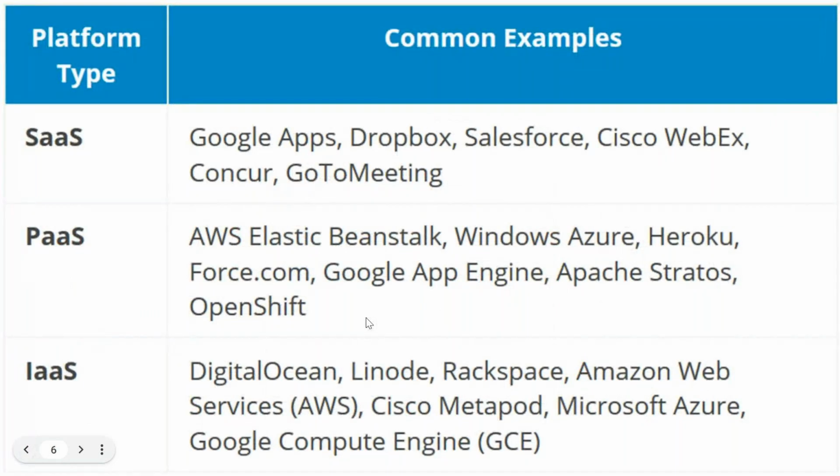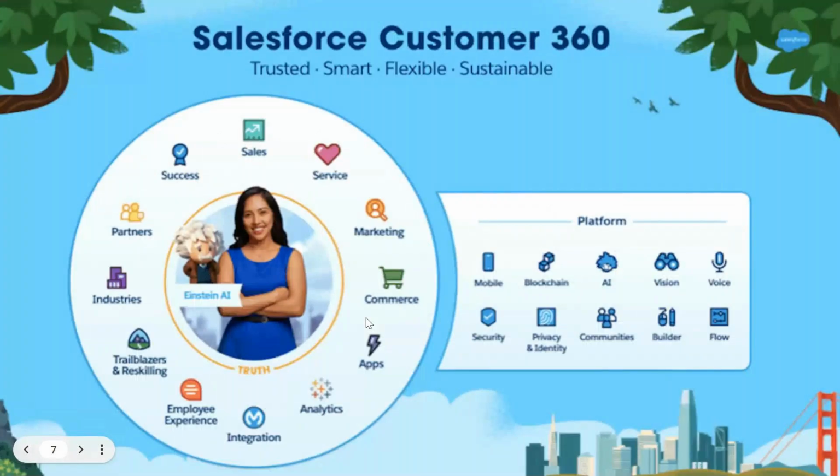Then, Customer 360. This is something which tells you the entire details about Salesforce, like what kind of platforms it uses. It is there in mobile. You have artificial intelligence, as I said. You have analytics, and for privacy and identity, we have a lot of tools, and we have Flow Builder. We have communities. We even have commerce, like Amazon. We do have commerce applications as well. And on the left side, these are the different applications that Salesforce deals with.